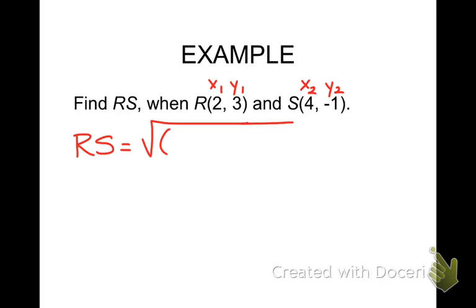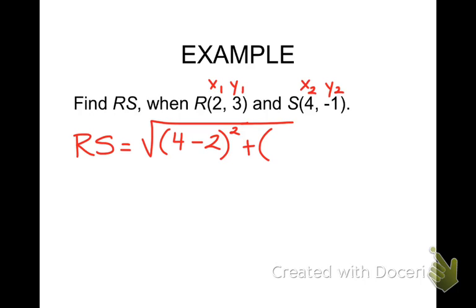Okay, x sub 2. What number is my x sub 2? 4. Good. So 4 minus my x sub 1, 2. Close your parentheses, square it. Do not do 4 minus negative 1. My formula does not say to do x sub 2 minus y sub 2. It's x sub 2 minus x sub 1. And then we're going to add to it parenthesis.